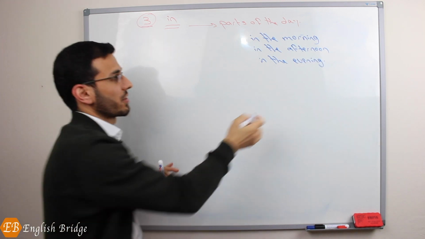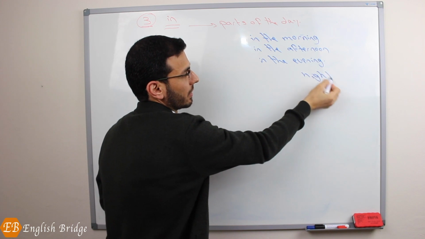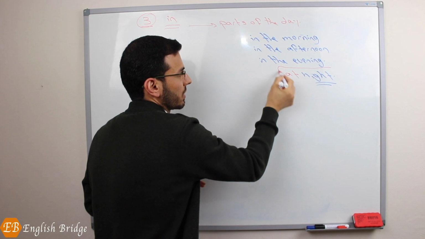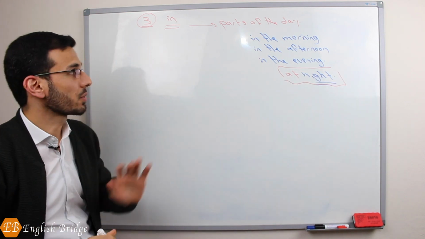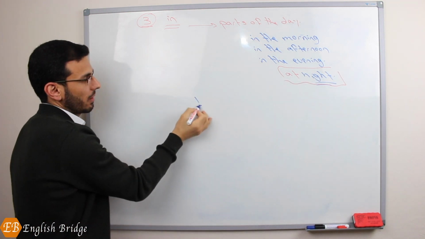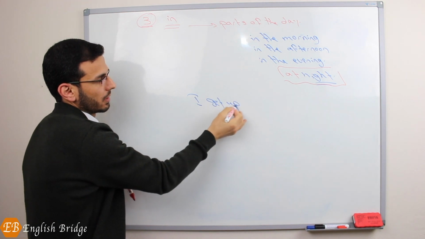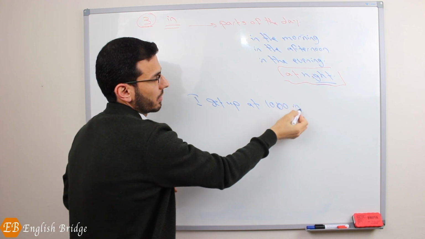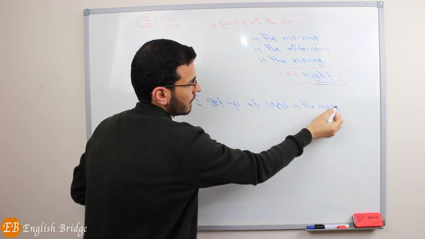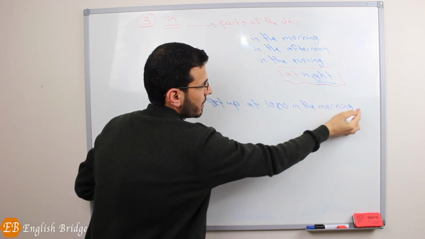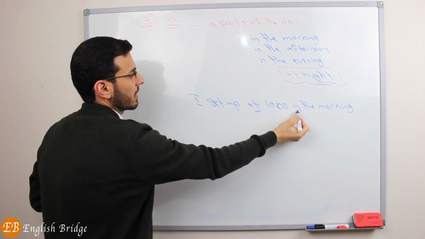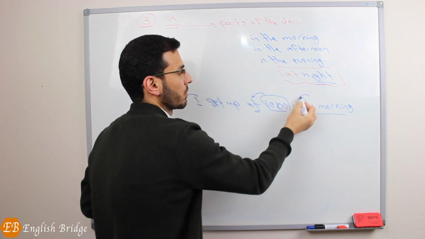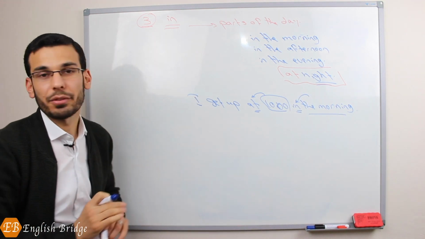There is one point here, which is night. We don't say in the night, we say at night, as we talked about this before. All right, so this is first. You can say I get up at 10 in the morning. So as you can see here, we have 2 prepositions, at and in. Before time we used at, and before the morning we used in, and so many other examples.